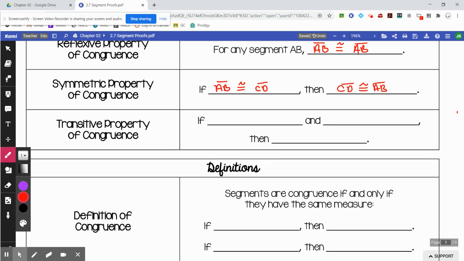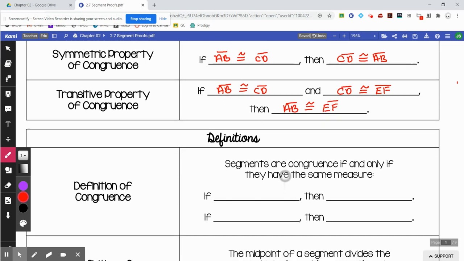And then finally, your transitive property of congruence says that if AB is congruent to CD and CD is congruent to EF, that means that AB would also have to be congruent to EF. So that is your transitive property of congruence, which again is just like the transitive property of equality, but now we're actually talking about the shapes and congruence instead of the lengths and equality.